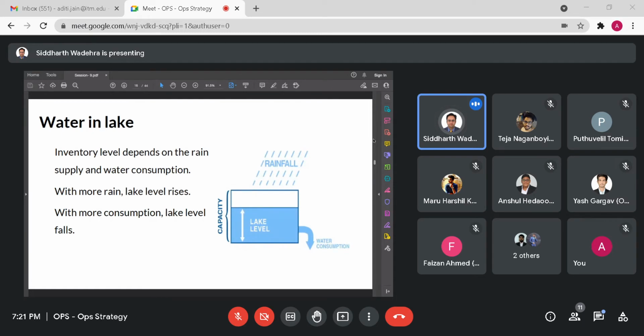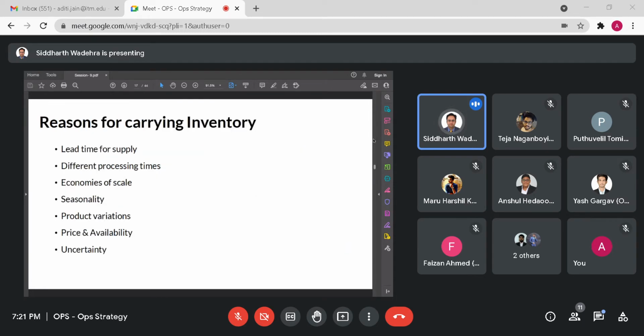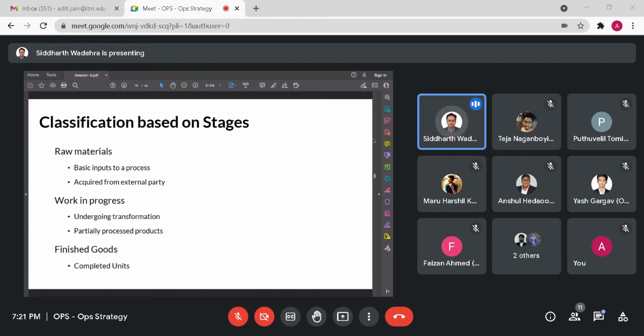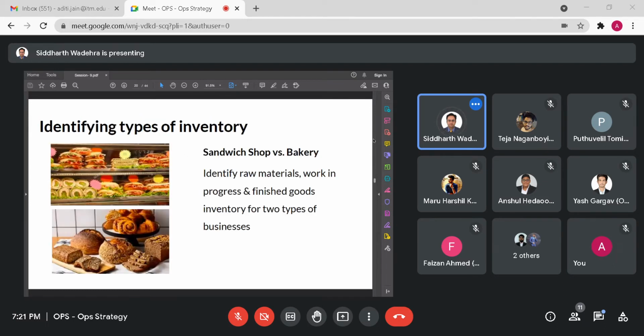We looked at what really is inventory. We looked at what are some of the reasons for carrying inventory. We looked at classifications based on different reasons. There is pipeline inventory, cycle inventory, anticipation inventory, safety stock inventory. We looked at inventory classification based on stages. That's raw material, work in progress, and finished goods.